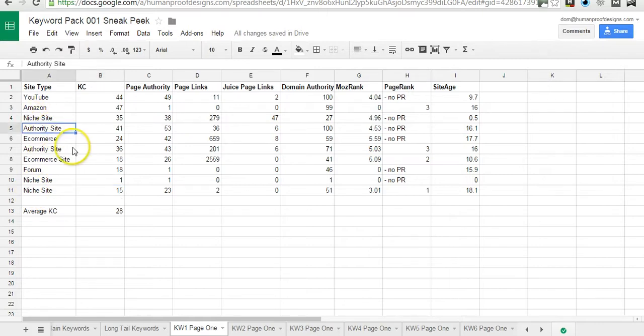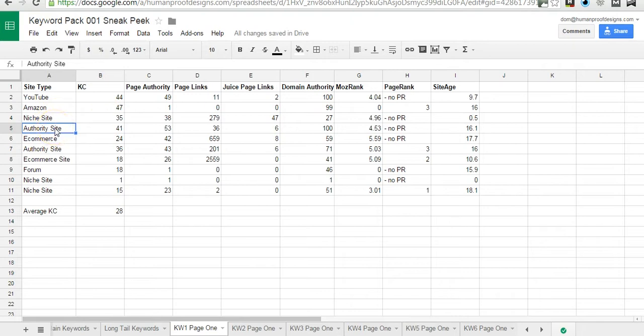An authority site isn't necessarily a bad thing either. Yes, it's a big site, it's powerful, it's got a high page authority, very high domain authority, but it still doesn't have many juice page links to it. It's only got 6. So this authority site is ranking purely because it's an authority site. It's not ranking because it has a lot of links going to that particular article. What I mean is it's ranking based on the strength of its domain.